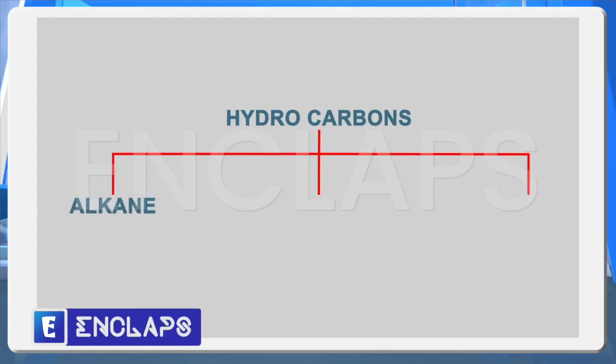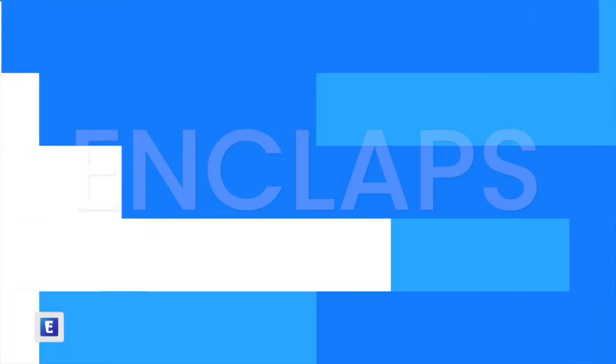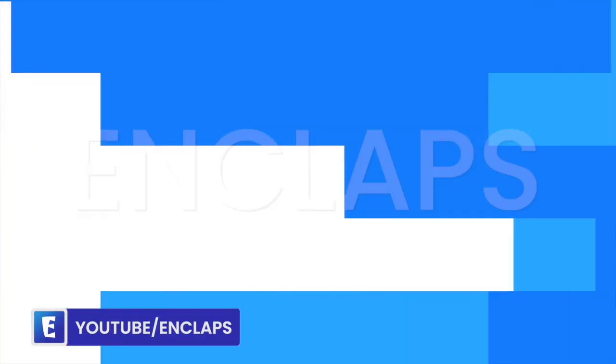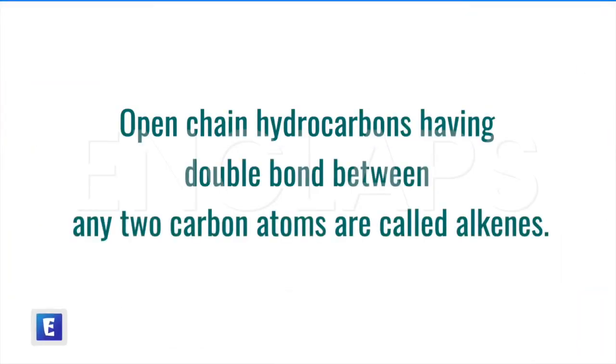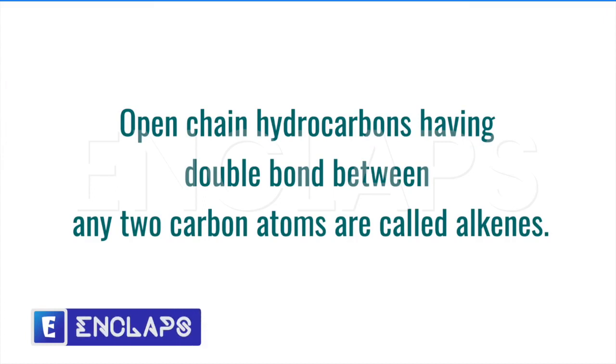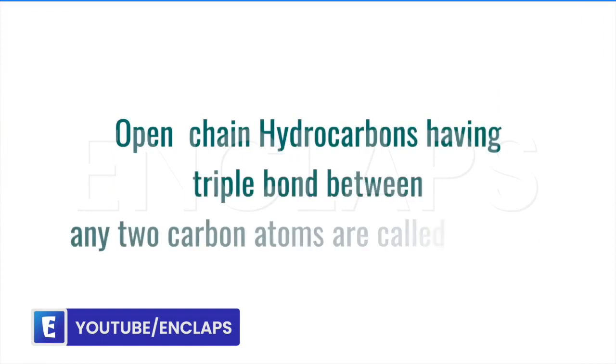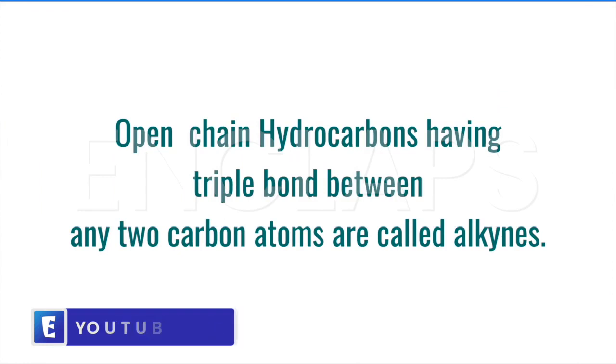So what are alkane, alkene and alkyne? Alkanes: the open chain hydrocarbons having only single bond between the carbon atoms are called alkanes. Then what are alkenes? The open chain hydrocarbons having a double bond between any two carbon atoms are called alkenes. Then what are alkynes? The open chain hydrocarbons having triple bond between any two carbon atoms are called alkynes.